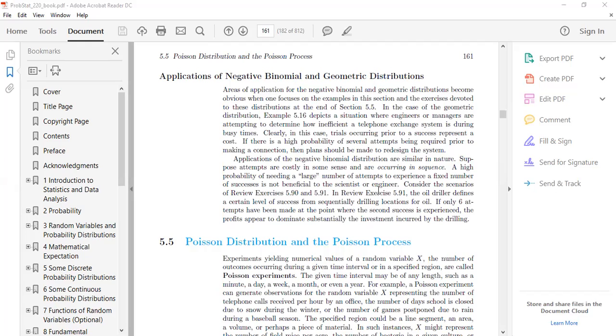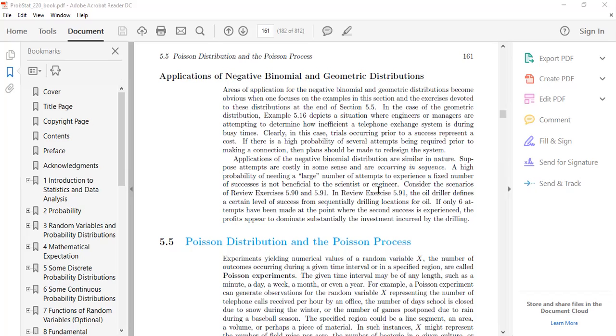Please keep this in mind, that applications of the negative binomial distribution are similar in nature. Suppose attempts are costly in some sense and occur in sequence, based on the real life situation. A high probability of needing a large number of attempts to experience a fixed number of successes is not beneficial to the scientist or the engineer.